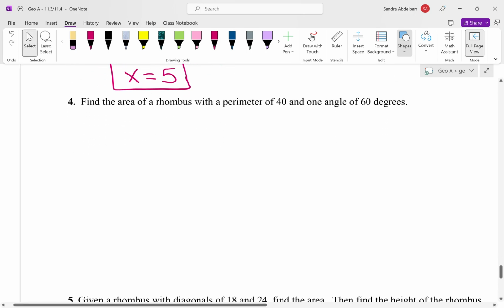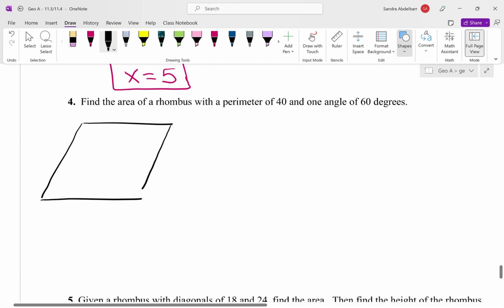Find the area of a rhombus with a perimeter of 40 and one angle of 60. So I'm going to go ahead and I'm going to draw a rhombus. And do we remember that in a rhombus all sides are congruent? Yeah. So if the perimeter is 40, each side has to be 10.